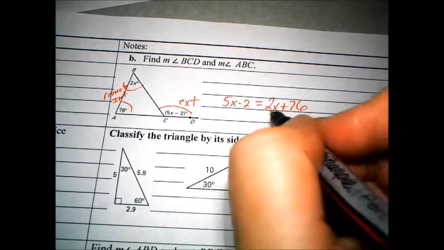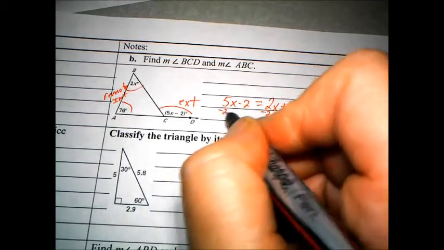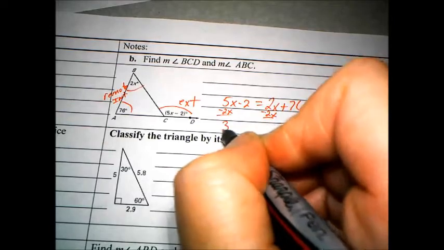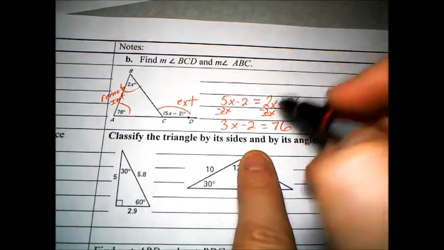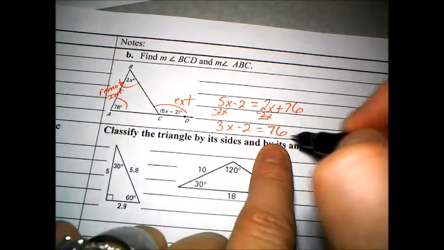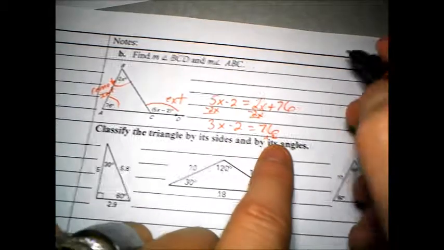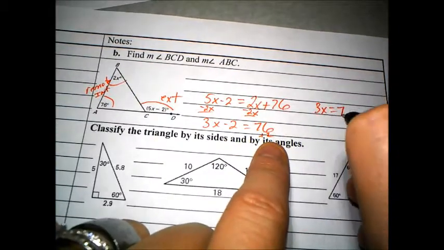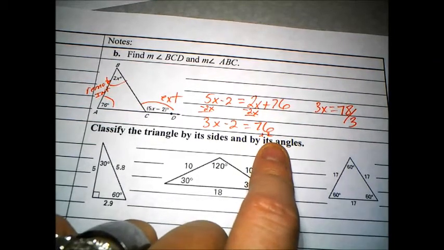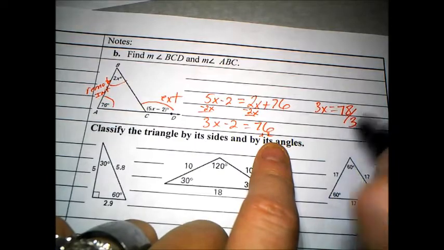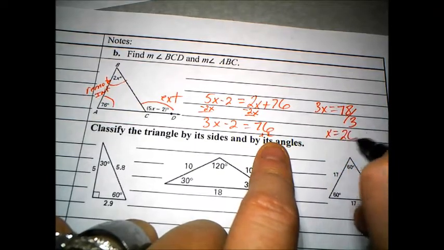If I solve this, I'm going to subtract 2. That gives you 3x minus 2 is equal to 76. I ran out of room because I didn't start at the top. I'm going to add 2 to the 76. That will give me 3x equals 78. And then I need to divide by 3. That tells me x is equal to 26.